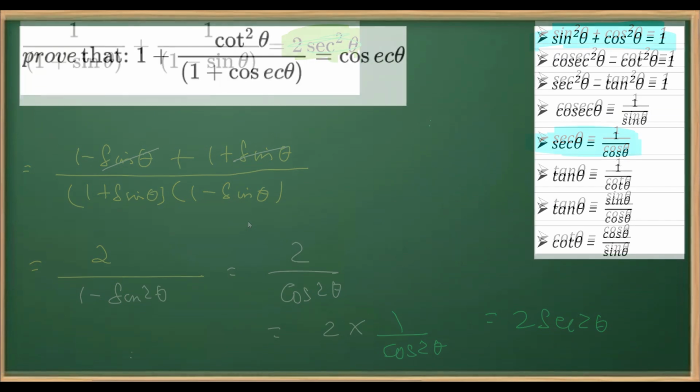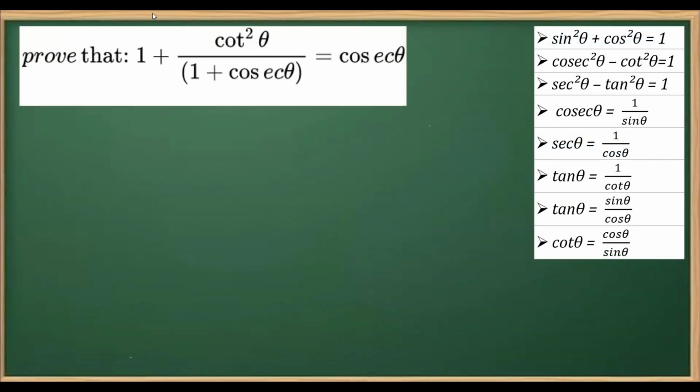Now let's move to the next. In the fourth question, we have to prove 1 plus cot square over cosec⁴ plus 1 is equal to this. So what we are going to do is split cot square. From here, you can see that cot square can be written as cosec square minus 1, right? So let's begin with writing that part only.